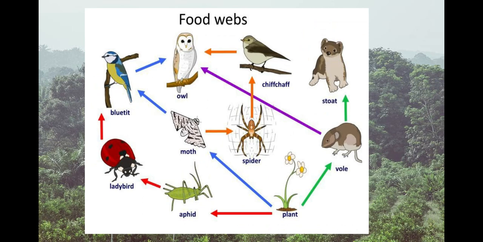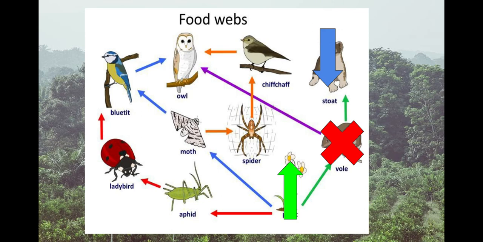Take a look at this example. What would happen to the plants if the primary consumers, or the voles, disappeared? This would cause the plant population to increase. If the secondary consumers, or stoats, lost their primary food source, their population would decrease. If there's more food available and more energy in the ecosystem, the moth population would increase.